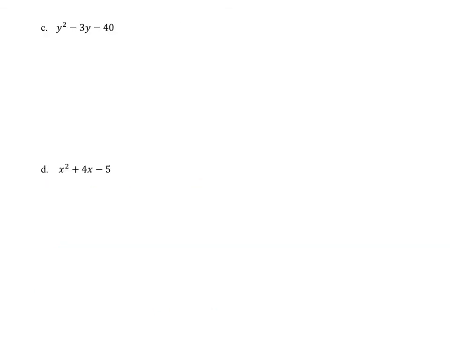Now let's look at some problems that are a teensy bit more intense. Again, I still only have a y squared in front, so when I do this, I will get y times y. Now I have a negative in the back, so my signs in my factors will be opposites. One will be positive, one will be negative.